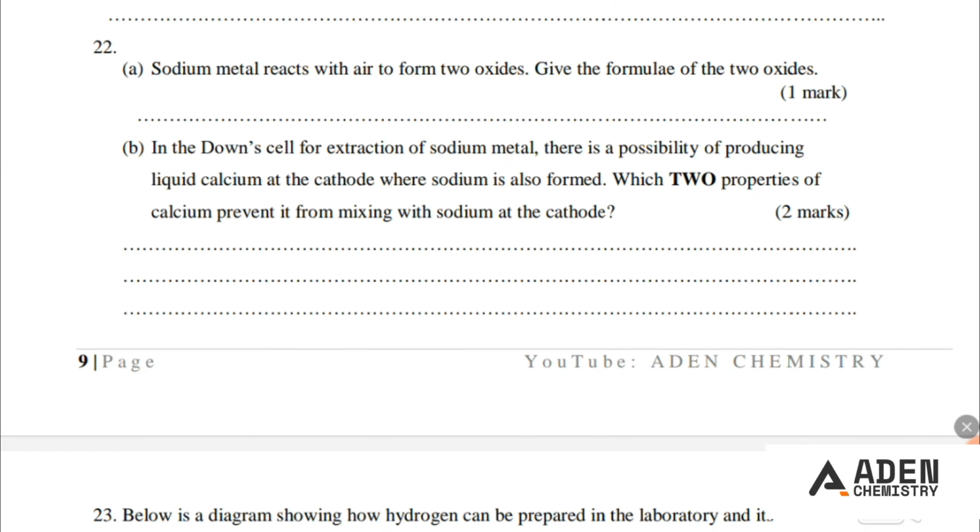So next, let's proceed to question number 22, part A. We are told sodium metal reacts with air to form 2 oxides. Give the formula of the 2 oxides. We are going to have sodium oxide and sodium peroxide. So how do we write sodium oxide? Na2O. That's sodium oxide. What about sodium peroxide? We are going to write Na2O2, because we are told to give the formula of the 2 oxides.